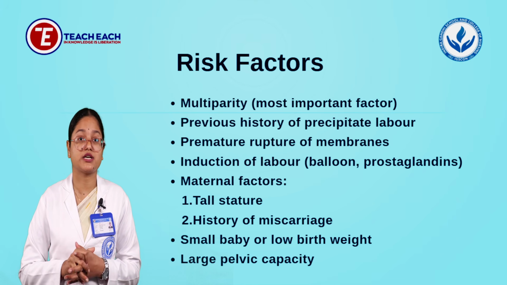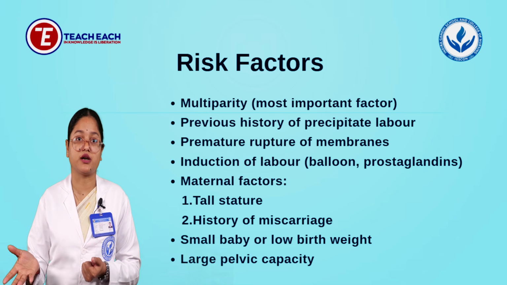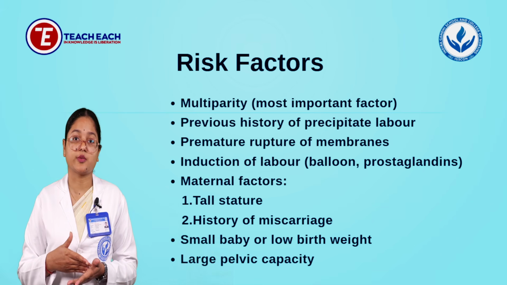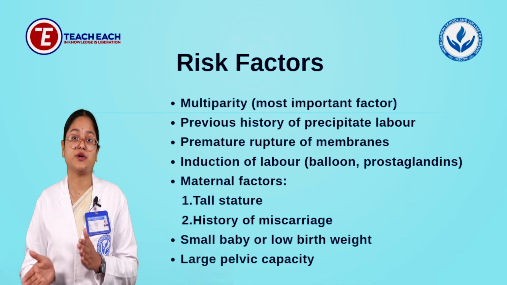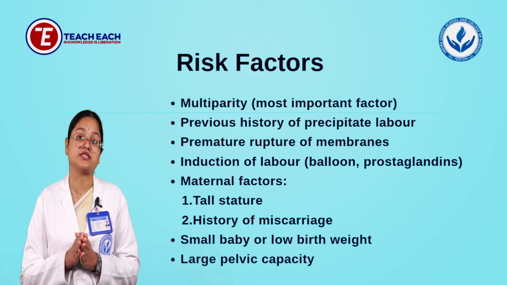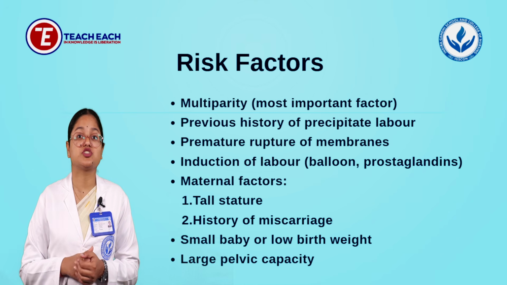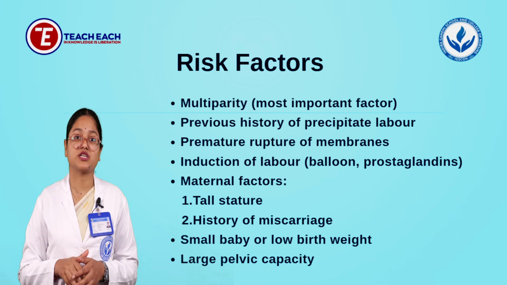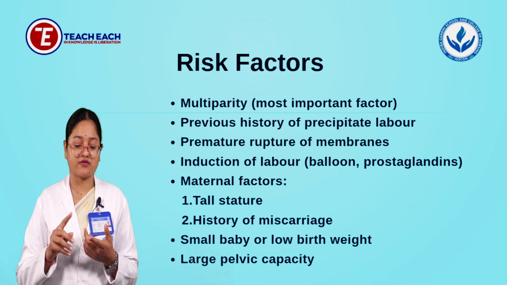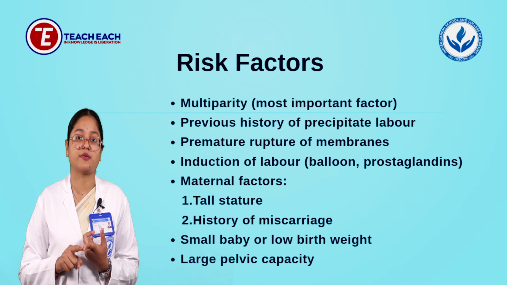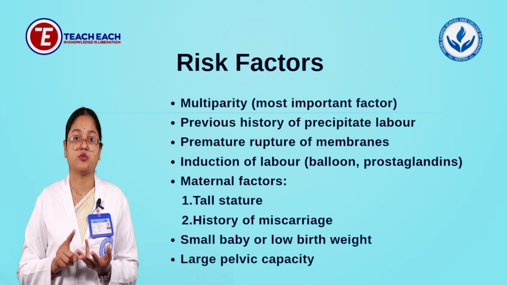Previous history of precipitate labor: if a mother had this condition in her first delivery, she may have a chance of getting precipitate labor the second time also. Premature rupture of membranes: the term is not completed but the membrane has ruptured, so we cannot hold the baby inside, the delivery has to be conducted, and maybe a premature baby will be there. Then induction of labor, or balloon and prostaglandins, can also be factors. Induction of labor, like medical induction with medicines, surgical induction with artificial rupture of membranes, or a combination of both medical and surgical.